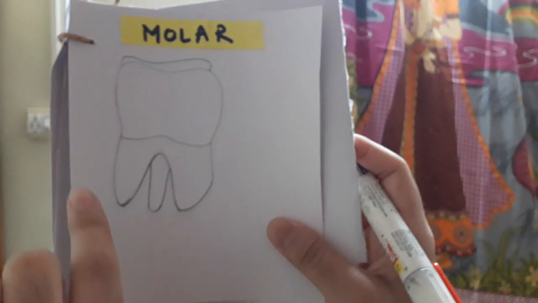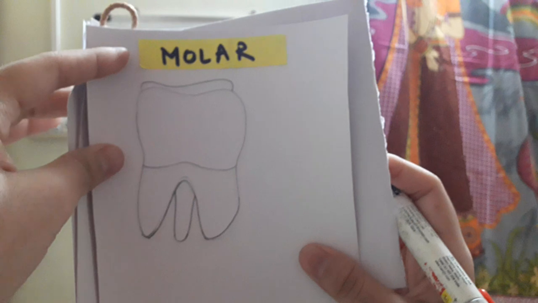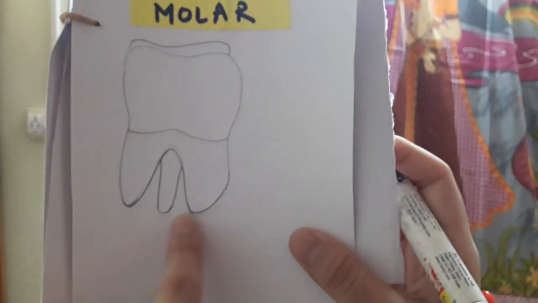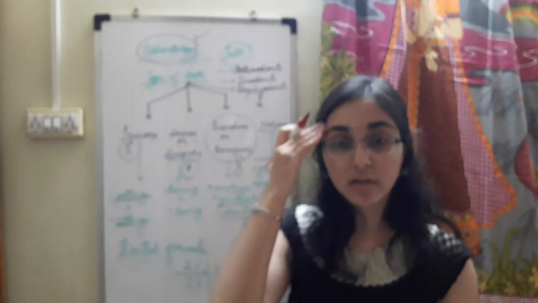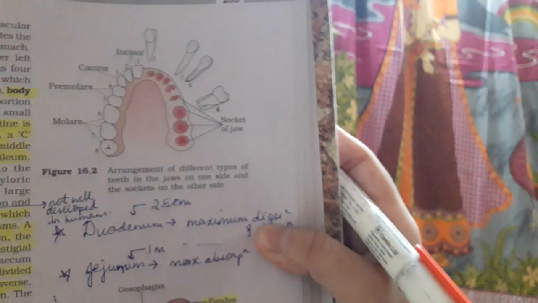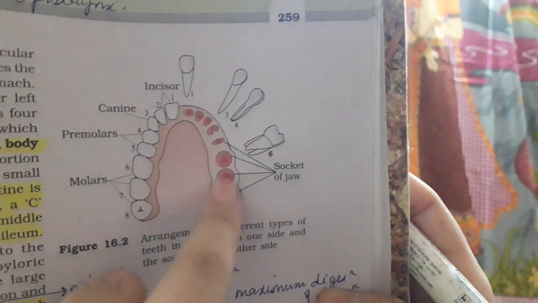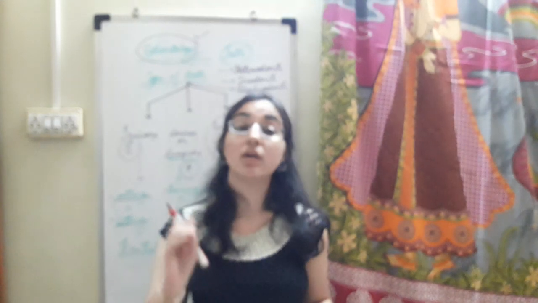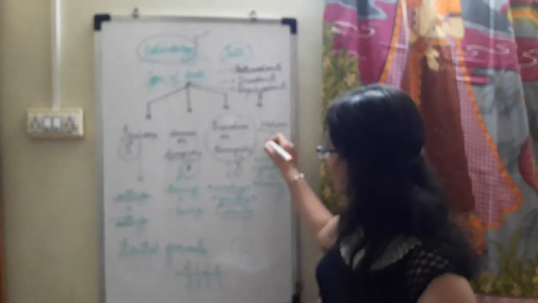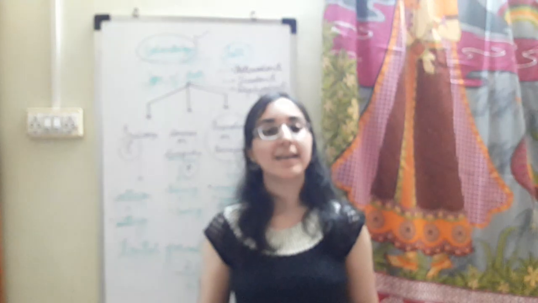This is a molar. You can see that there are many roots in this. Crown, root. There are many roots, so we say multi-rooted molar teeth. Now molars, we have three, three, three, three. Here we have three in the lower jaw, and the same for the upper jaw. So six down, six up. In total 12 molars are present. The function is the same as the premolar: crushing, grinding and chewing.